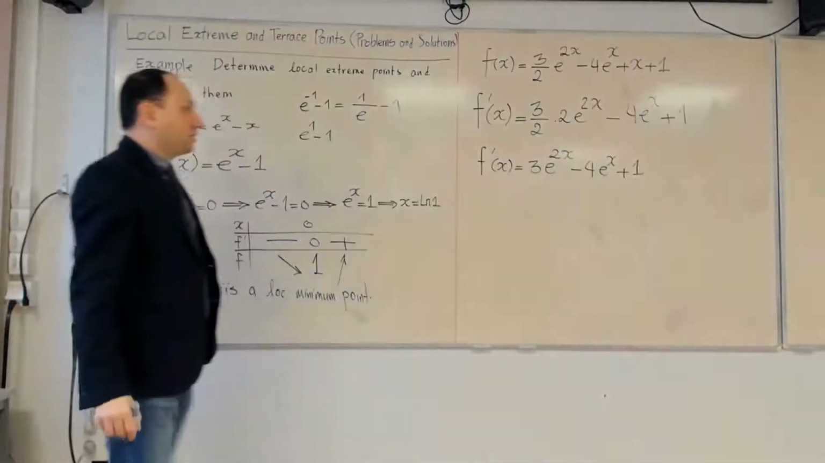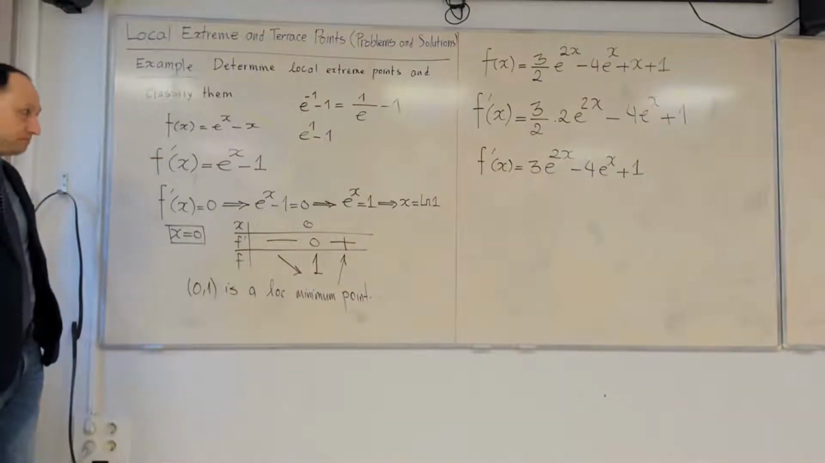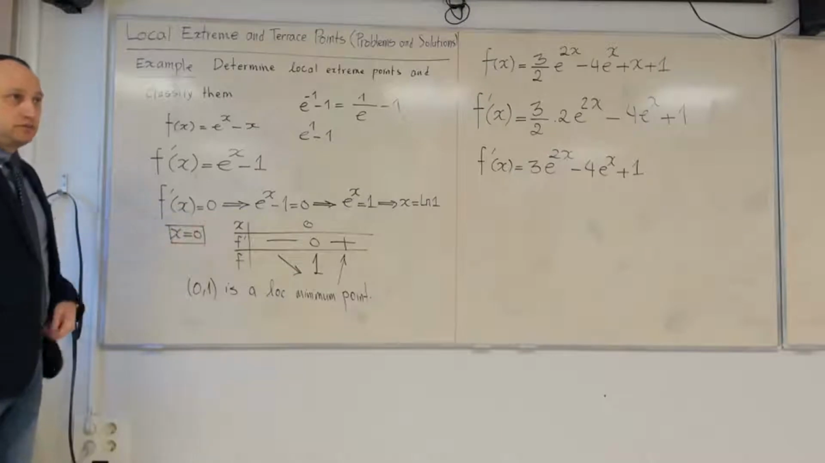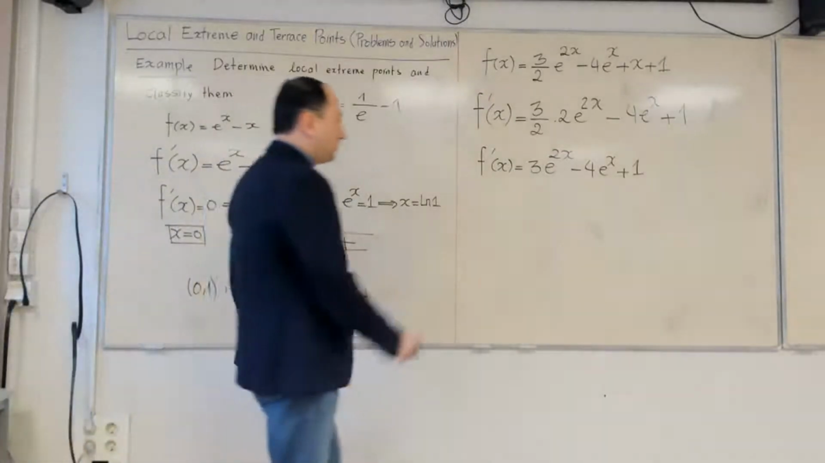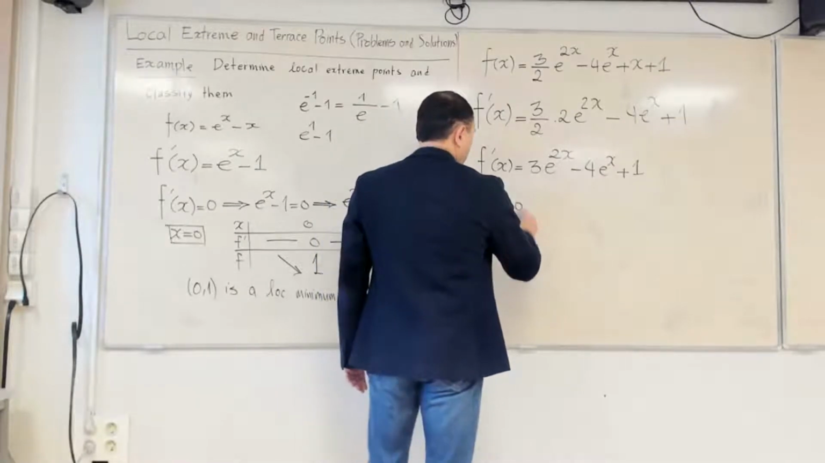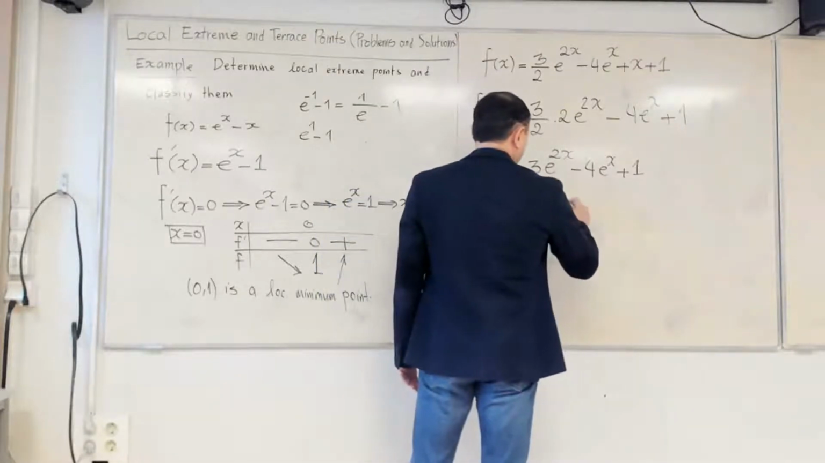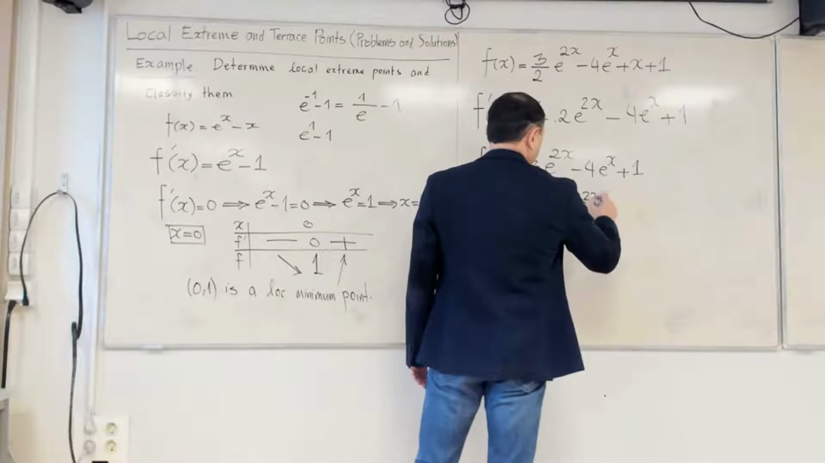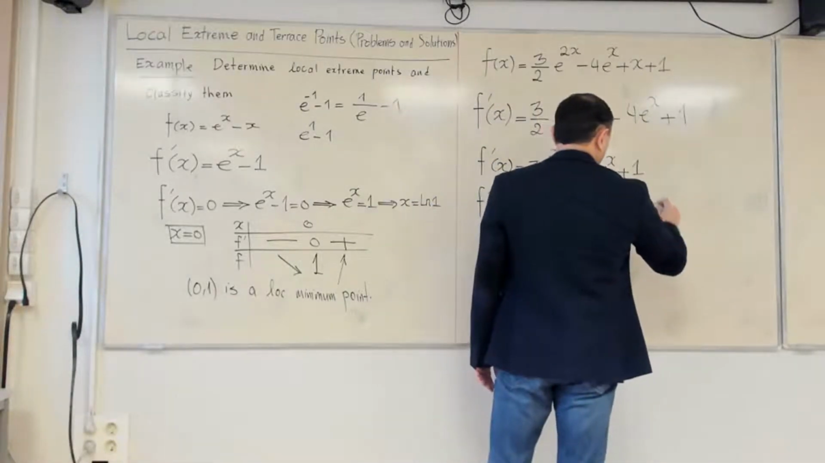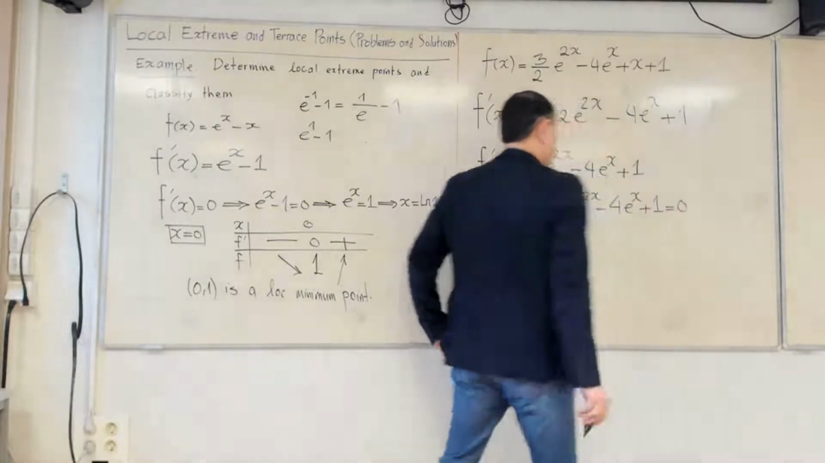Okay, so the first step is completely easy, actually. The second step is to equate the derivative to 0. Yes? And now we want to solve it. So I equate the derivative to 0, and I want to solve it. So 3e to the power of 2x minus 4e to the power of x plus 1 equals 0.